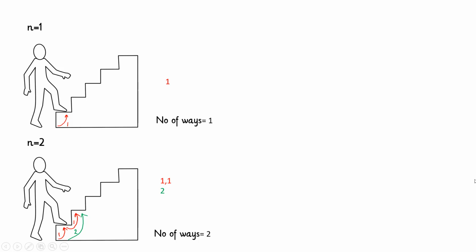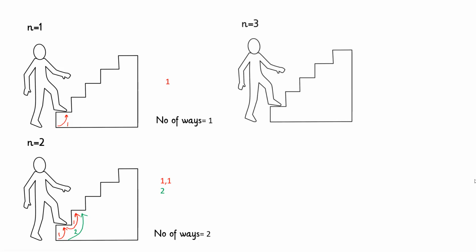So let's do this for n equals 3. When n equals 3, there are different ways in which we can reach step 3. Either we can take one step at a time, so that is one way; we can take two steps first and then one, so this is the second way; and the third way is we take one step first and then two steps. So there are three different ways to reach step 3.